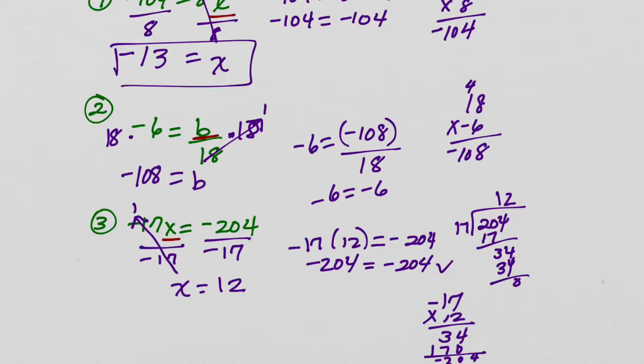Your check should always be the original equation, and then where the variable is, put parentheses and what you think the answer should be. Then check your arithmetic to make sure the left-hand side equals the right-hand side.